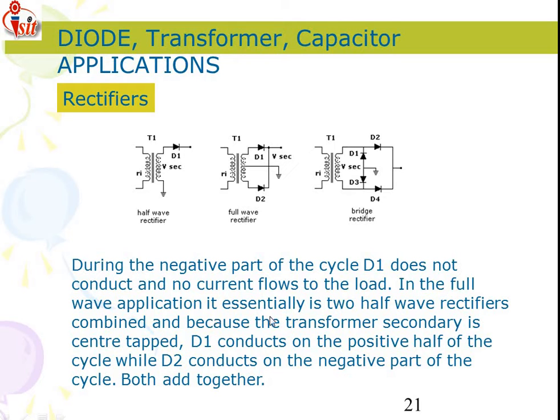In the full wave application, it is essentially two half wave rectifiers combined, and because the transformer secondary is center tapped, D1 conducts on the positive half of the cycle while D2 conducts on the negative part of the cycle. Both add together. This is the positive half cycle and this is the negative half cycle, and both added together generate the final output.